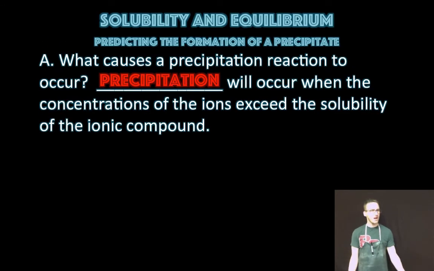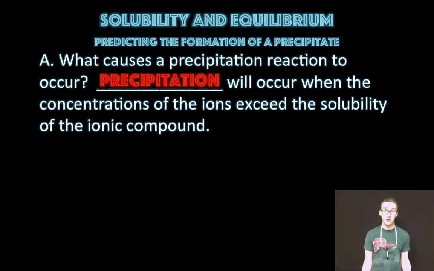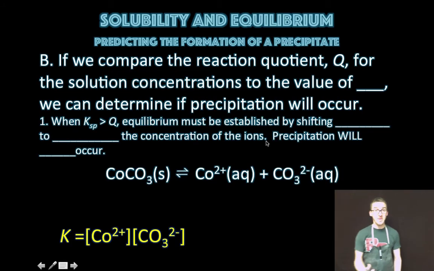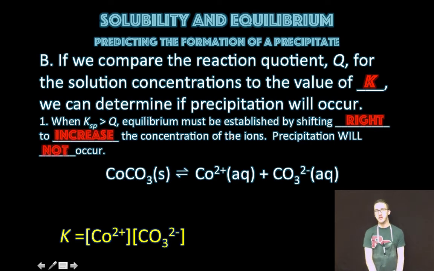So, what causes a precipitation reaction to occur? A precipitation reaction, or precipitate, will form when the concentrations of the ions exceed the solubility of the ionic compound. Now, to determine that, we're going to be doing a bunch of comparisons between the reaction quotient Q and our equilibrium constant K. And based on that comparison, we'll be able to determine if precipitation will occur.